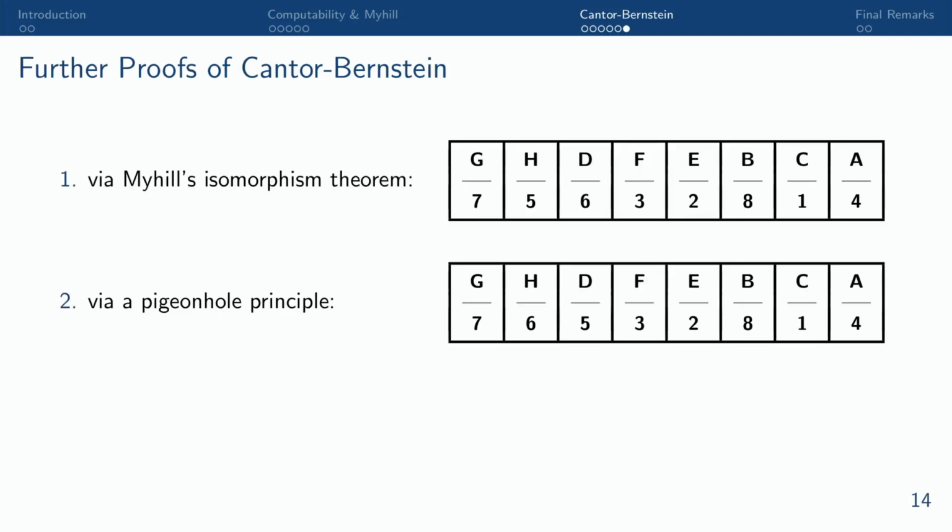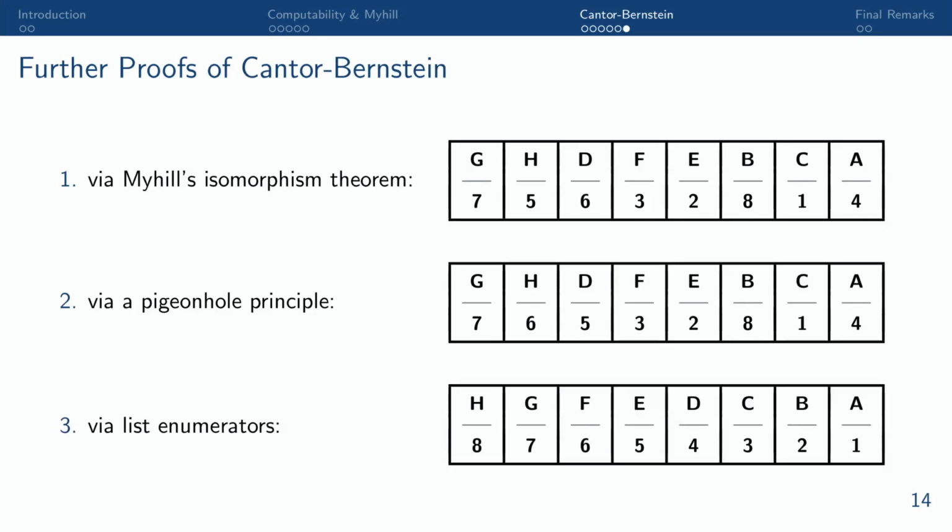So this yields a second proof via this pigeonhole principle, and then we also constructed the kind of canonical bijection, where we simply map the first letter to the first number, the second letter to the second number, so exactly what you might expect, and where the injections are only used to prove the termination of this algorithm. All right.